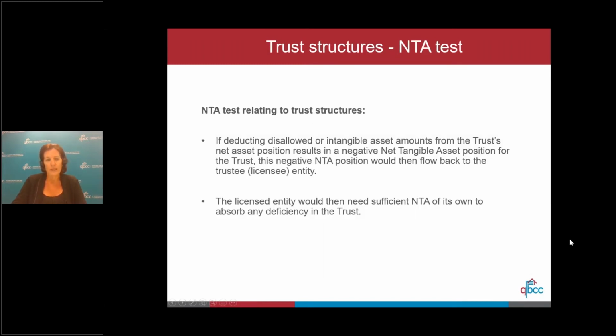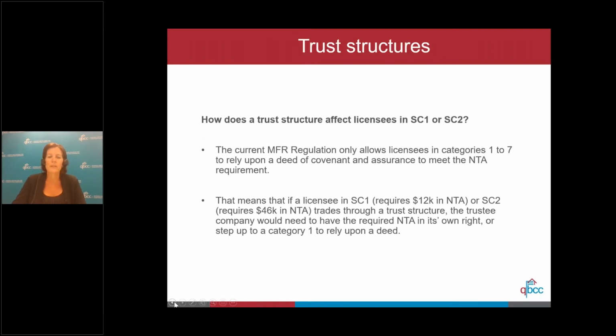For an NTA deficiency, if after deducting those disallowed assets from a trust's financial position, that then leads to a negative net tangible asset position in the trust, that deficiency would flow back to the trustee. So that can lead to the trustee having a negative net tangible asset position in its own right and therefore failing the financial requirements. The trust or the trustee itself would need to be sufficiently capitalised to cover that deficiency if required.